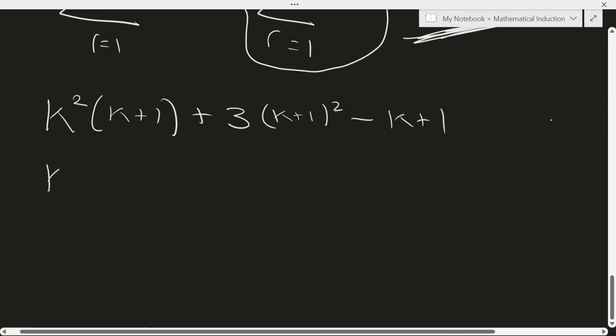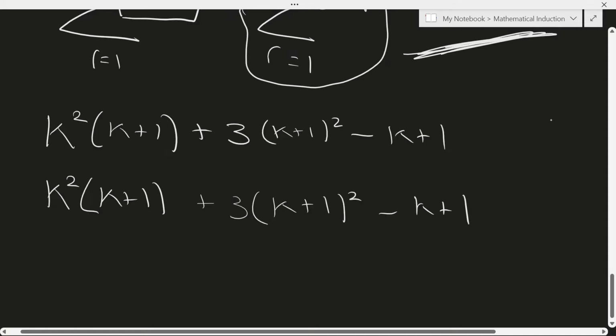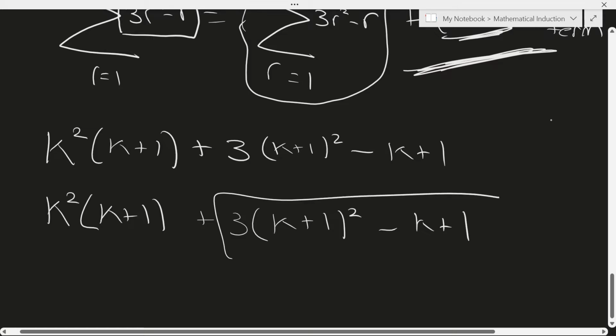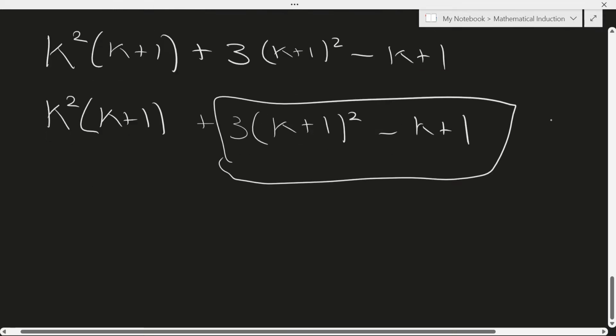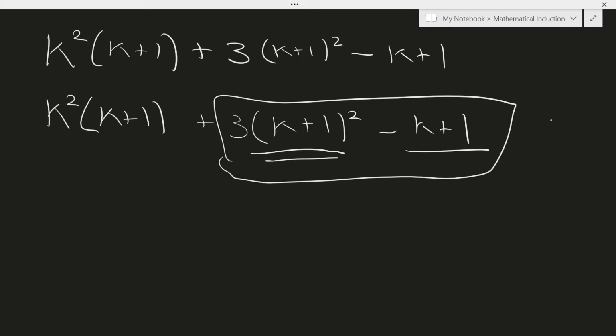So we'll have k squared, k plus 1, and then we also have, to make it a little bit easier, plus 3 times k plus 1 squared minus k plus 1. And now to expand it a little bit, we can factor out k plus 1 in this term, right? Because there are 2 k plus 1s. So because there are 2, we can factor them both, as you see here, k plus 1 squared and minus k plus 1.